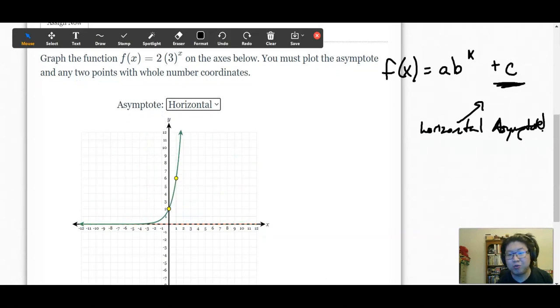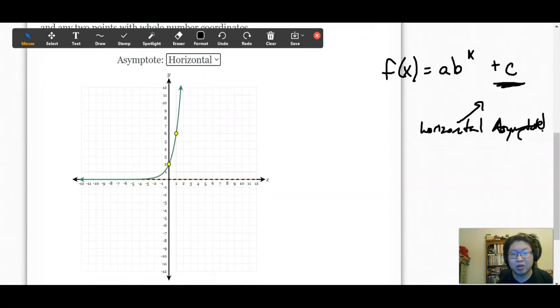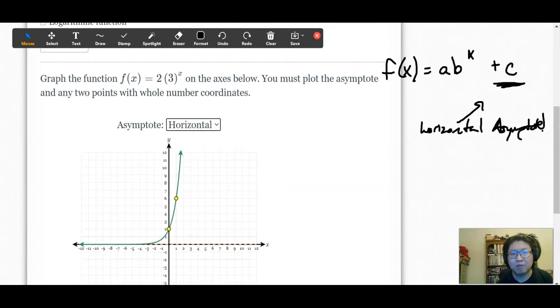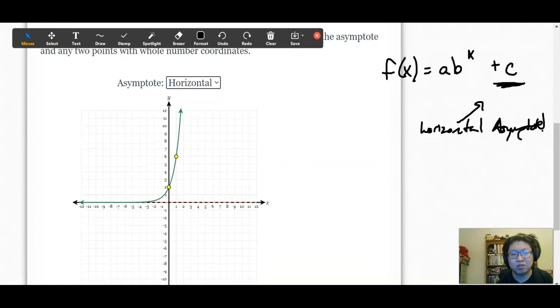Okay. And it will auto-fill in the graph for you on Delta Math. Very nice of them, right? Well, this looks like a pretty basic exponential function. I think I got all the points right. I got my horizontal asymptote. I got my 2 points. I'm pretty sure I'm good.